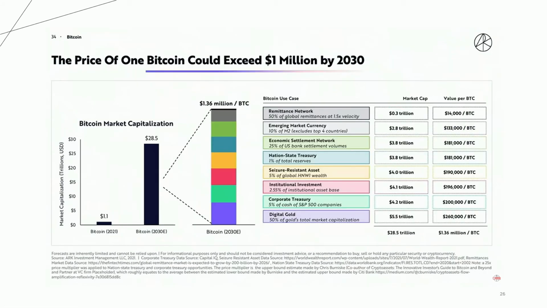All right, now we're going to talk about the actual valuation that Ark is giving Bitcoin by 2030. And it is 1.36 million. Now, what I really love about this chart is that they broke it down on what area or what business or asset class they think Bitcoin is going to take a percentage of that value. So you can see the remittance network, 50%, emerging market currency. And again, we saw El Salvador already adopting Bitcoin, already using it, even though El Salvador is a tiny country by GDP standards, but it might propagate around.